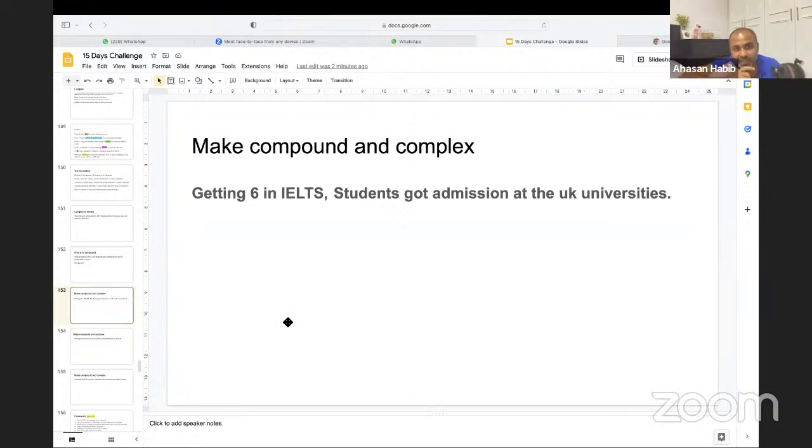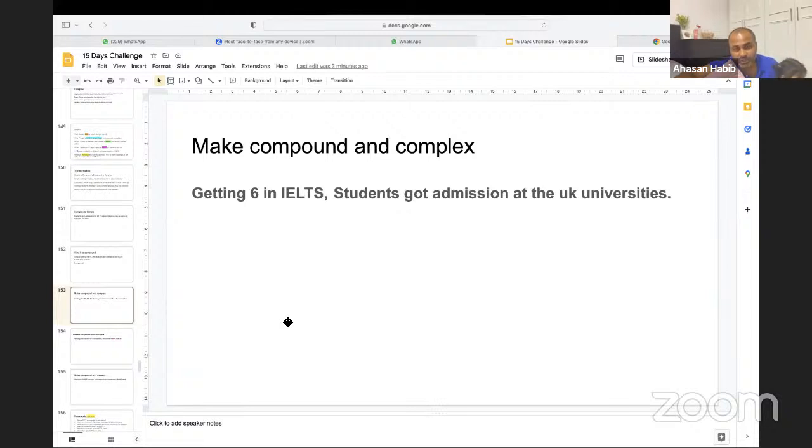So now we're gonna make it complex. If you'd like to make it complex, all you need to do is use when. So students got 6 in IELTS. Students got admission at UK University when they got 6 in IELTS. That's it. Very simple. So now you see we are making simple into complex, complex into compound, again complex into simple. This is how we're gonna move forward, right?